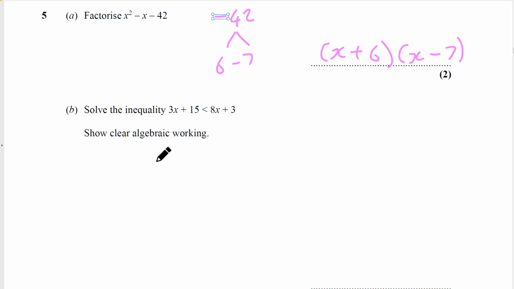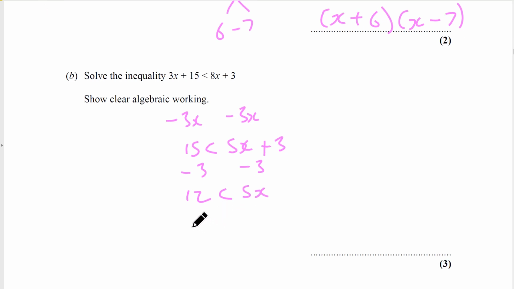Solve this inequality. So I'm going to minus the smallest amount of x. So we're going to get 15 is less than 5x plus 3. Minus the 3. So that's 12 is less than 5x. Divide by 5. So we could just leave that as 12 over 5. And then if we want to do that the other way round, that should be perfectly acceptable.